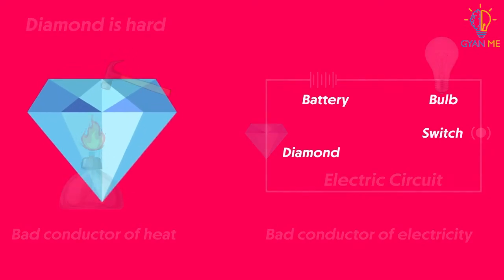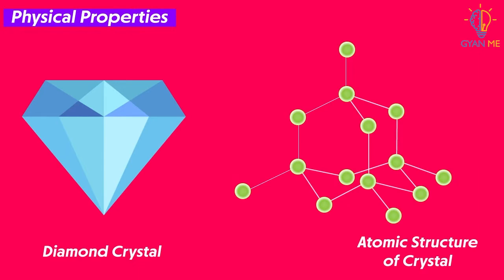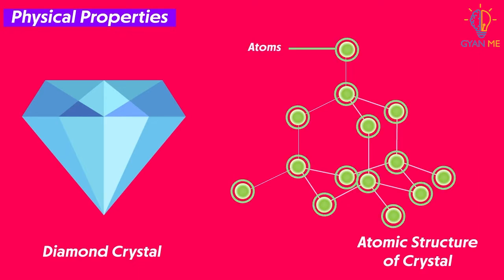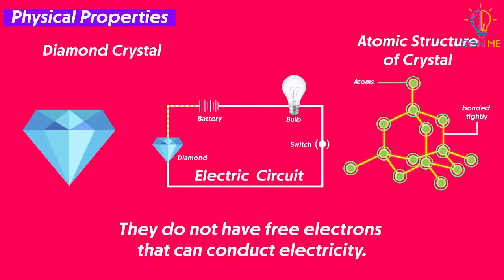And do you know why? It is because all the atoms in diamond are bonded tightly, and they do not have free electrons that can conduct electricity.